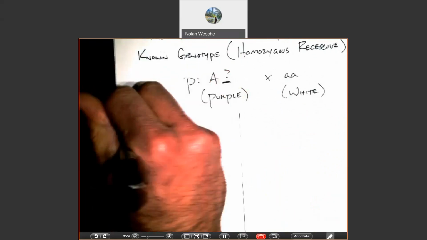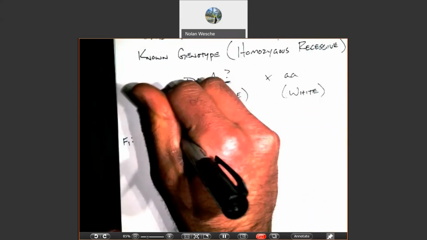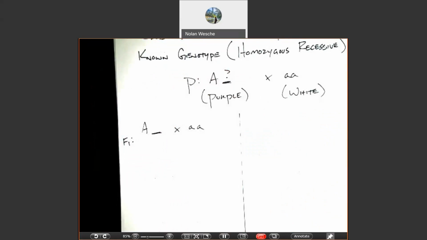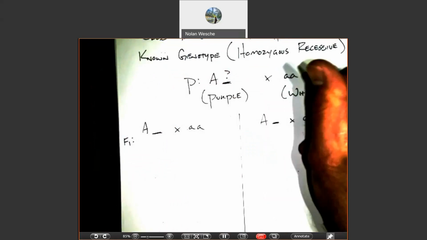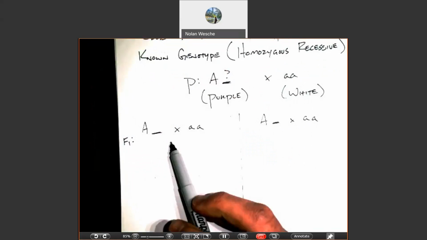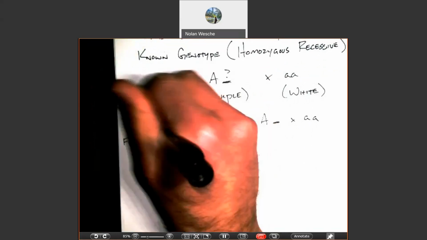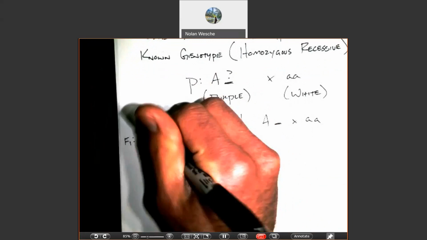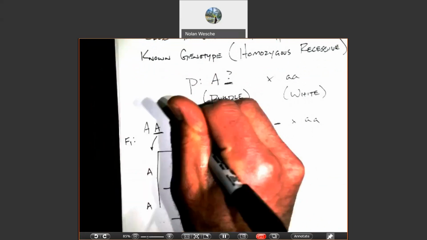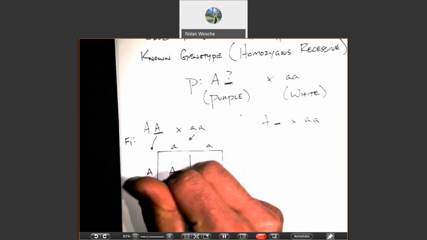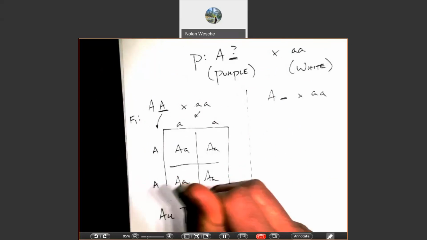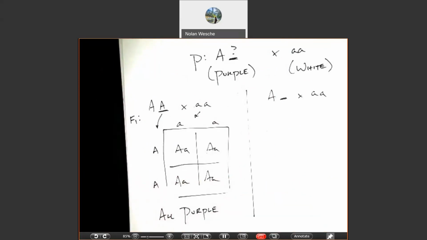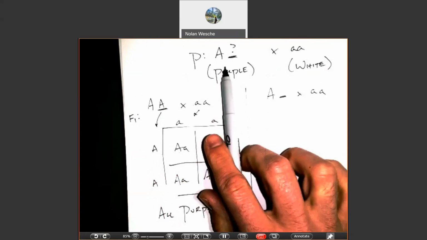So outcome one: this is our F1. We have big A, and then we don't know what the other allele is yet, crossed with little a. And then we have the same thing over here, big A, we don't know what that is yet, crossed with little a. So let's consider the possibility that this is big A, that the parent is homozygous dominant, a true breeder. So we can see where this goes: big A, little a, and we get all purple offspring. So if you did this test cross and you got 100% purple offspring, you grew 1,000 plants and they were all purple, you would know the identity of that individual up here would have to be homozygous dominant.